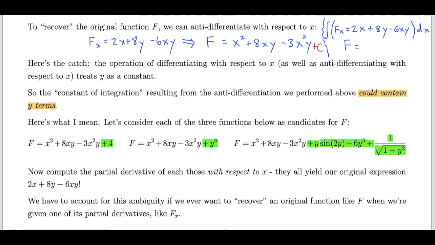That is to say, these highlighted terms in each of these three functions, when I differentiate with respect to x, will all be considered constants. Therefore, the derivatives of all of these highlighted terms with respect to x will be 0. And so they'll all yield the same partial with respect to x. This means that if I ever start with a partial derivative and try to work backwards to recover the original function, then I have to account for this ambiguity within the constant of integration.